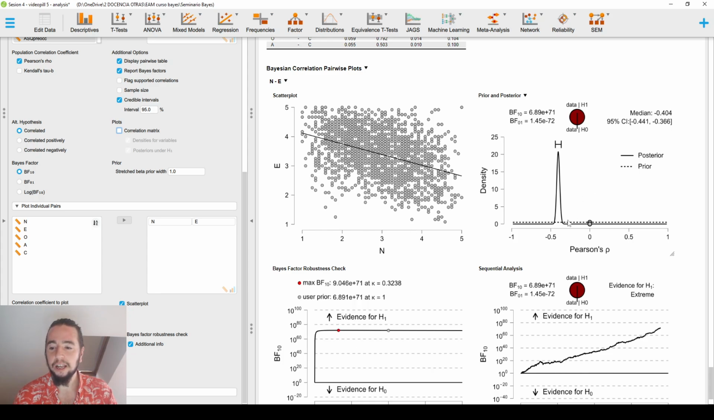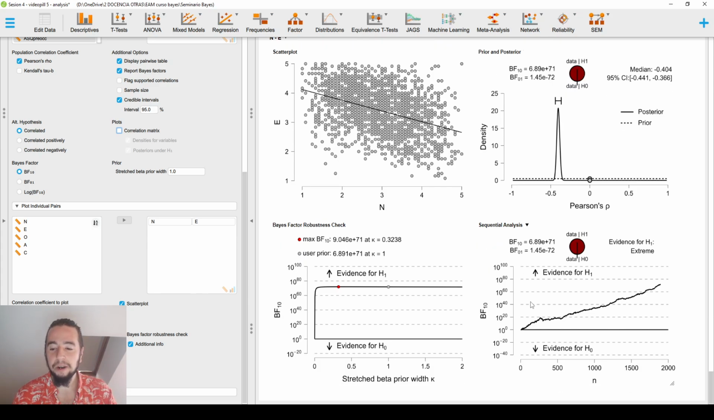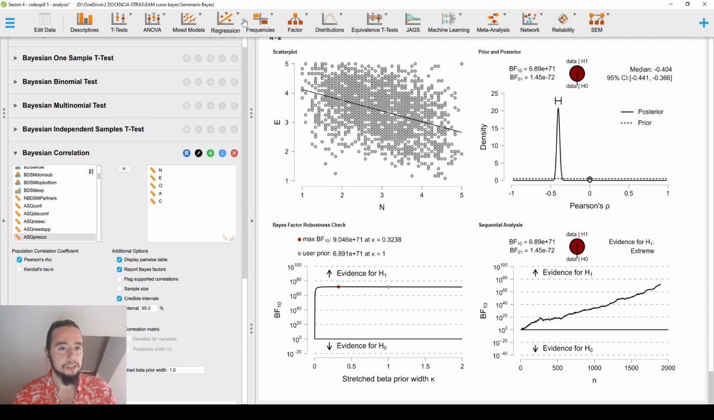As you can see here, we were expecting non-informative priors, so around 0, and a plain distribution. And now we have a pretty intense support towards a negative correlation of 0.40 with a credible interval. And here we have a pretty stable and very clear sequential analysis. And also the robustness analysis, as you can see here, seems to be super robust and super stable. That is typical in correlations, right? Okay, so that's Bayesian correlations.